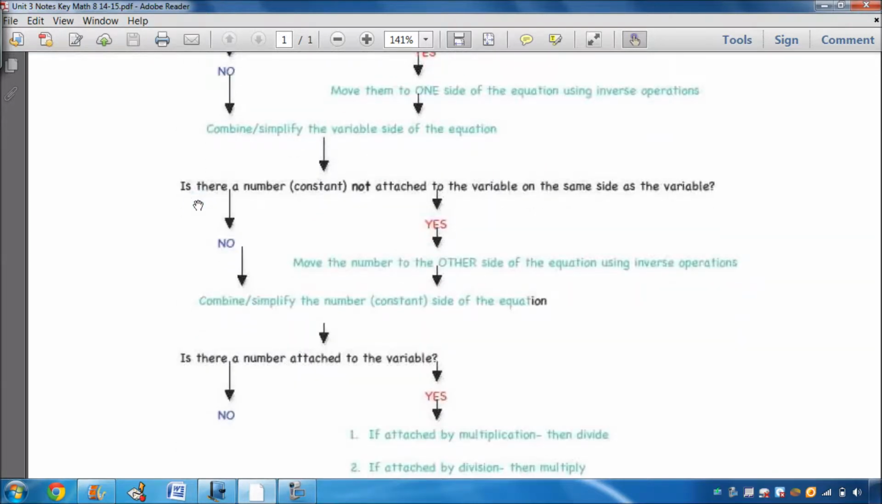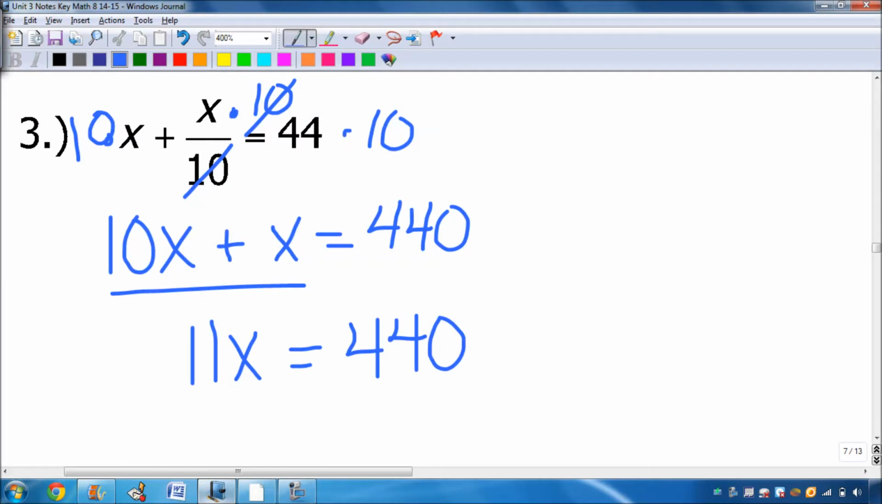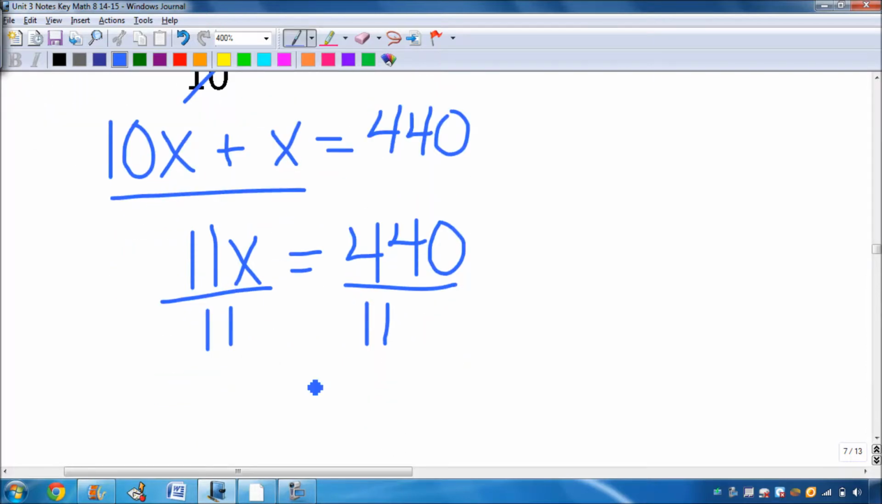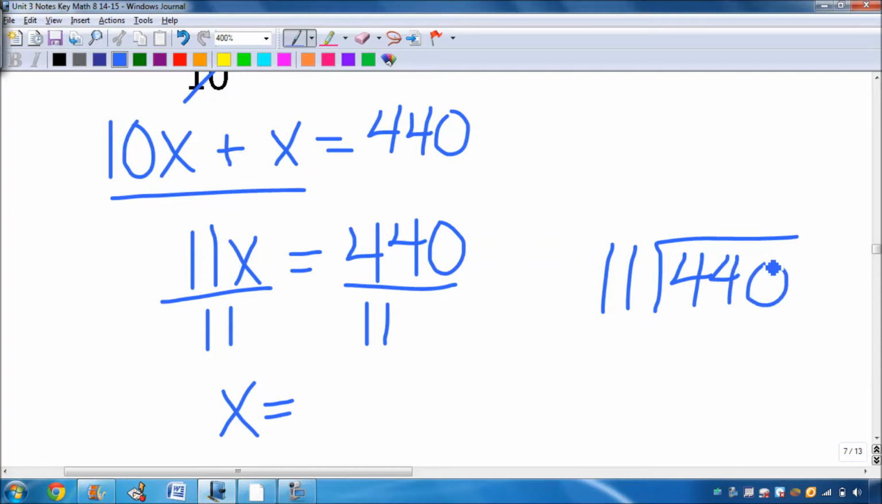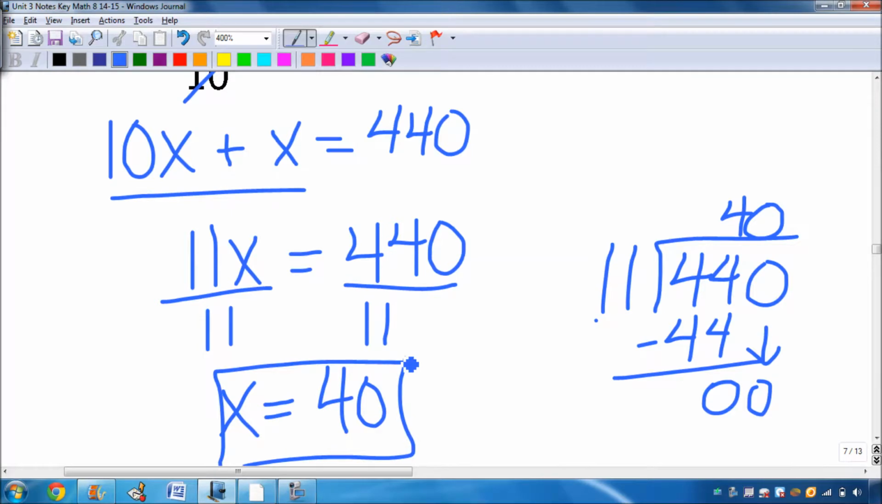Is there a number not attached to the variable on the same side as the variable? No, there isn't. So the last question, is there a number attached to the variable? Yes, there is. The number that's attached to the variable is 11. It's attached by multiplication, so I'm going to go through and divide. Okay, so divide by 11, and you end up getting x equals, let's figure this out, 11 into 440. Well, 11 doesn't go into 4, but 11 does go into 44 4 times. 4 times 11 is 44. Subtract it, you get a 0. Don't forget to bring the 0 down. 11 goes into 0 0 times, so the answer to this is x equals 40.